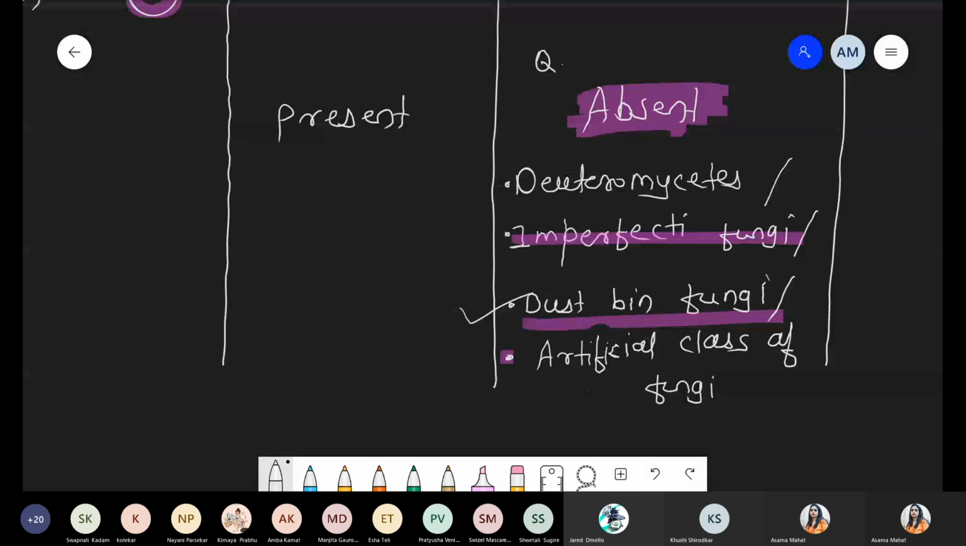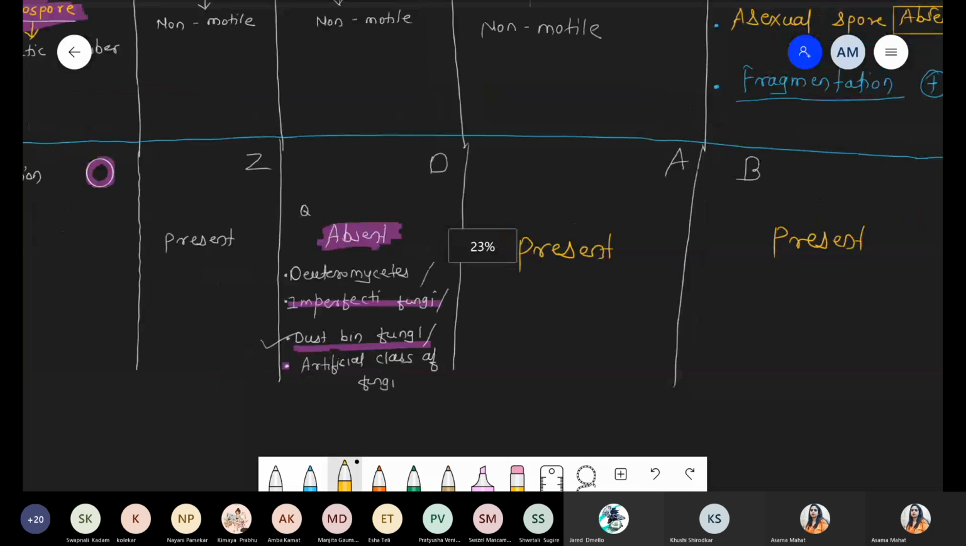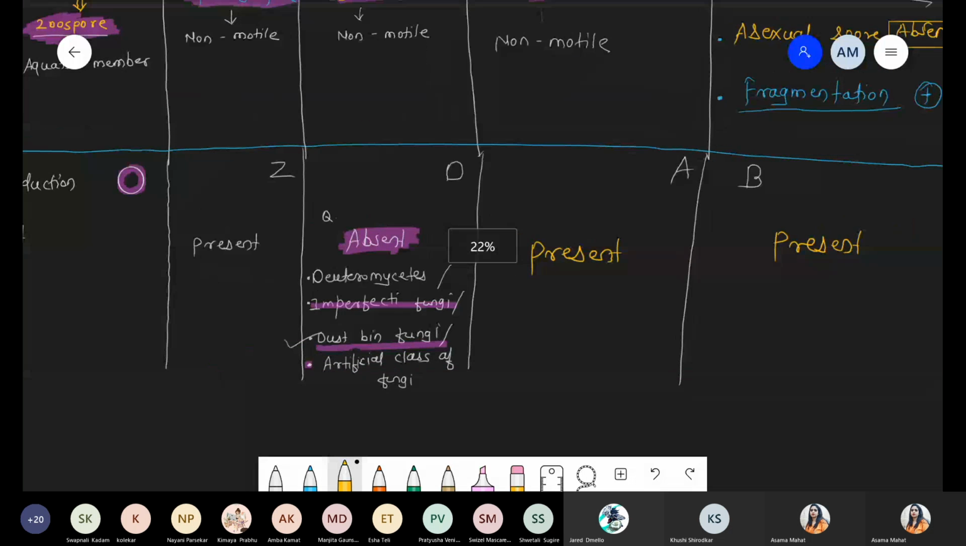Okay, chalo. And simply we are talking about under the Asco and the Basidio. In both Asco and the Basidiomycetes, the sexual mode of reproduction is present. That's it. Done. So this is some information with respect to sexual mode of reproduction, present in all except Deuteromycetes. Clear?